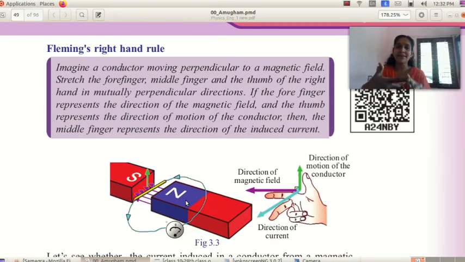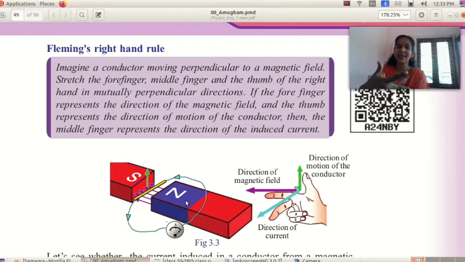This forefinger represents the direction of magnetic field. It is in violet color in our picture. The violet color arrows represent the direction of magnetic field. This thumb represents the direction of motion of the conductor. That is in green color in our picture. This middle finger represents the direction of induced current formed here.